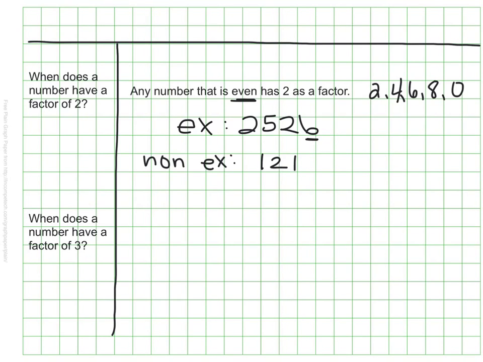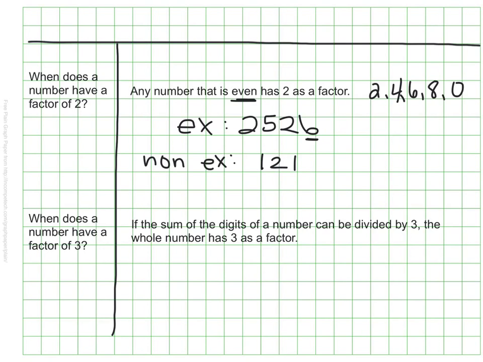Let's try another one. When does a number have a factor of 3? To know if something can be divided by 3 and therefore has a factor of 3, you need to look at a couple things. You need to first look at all the digits in the number and find the sum of those digits. You need to add the digits together, and if that sum can be divided by 3, then the whole number can be divided by 3, and 3 is a factor of that number.